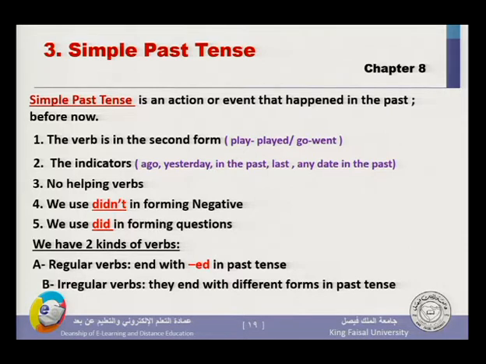All right? Concerning verbs, how to put them in the second form, we have regular verbs which end with ed in the past tense, like this: play, played. See, walk, walked, stop, stopped. And irregular verbs, they take a different form in the past tense. You should know the irregular verbs. So go is an irregular verb. The past form of go is went. So we should know it like that. All right?